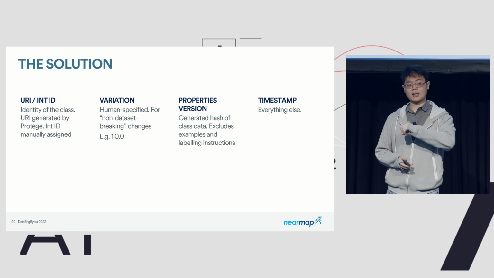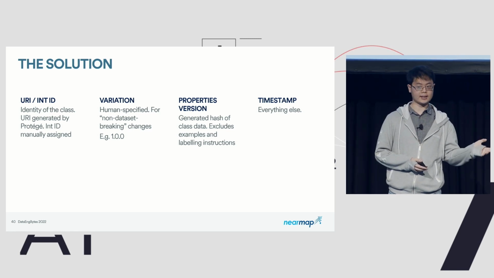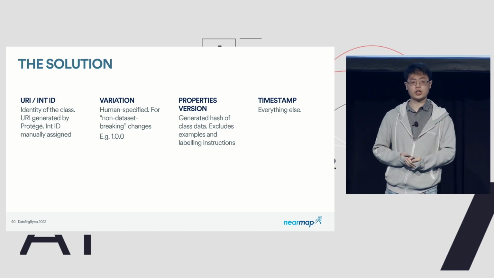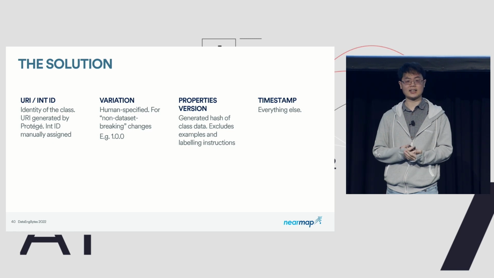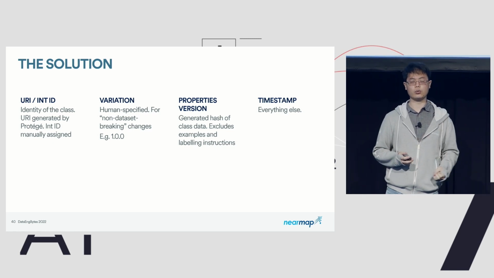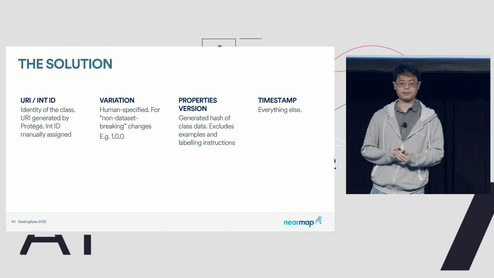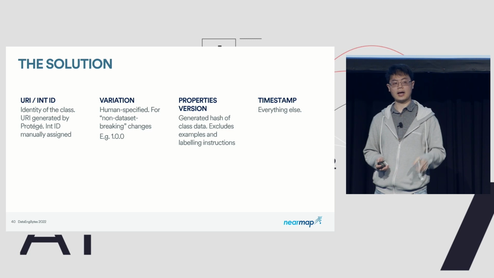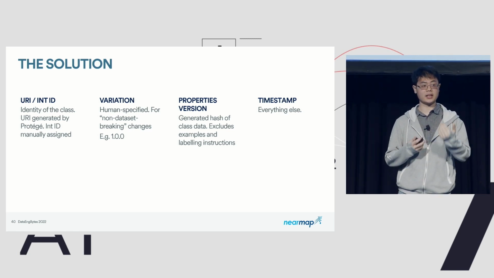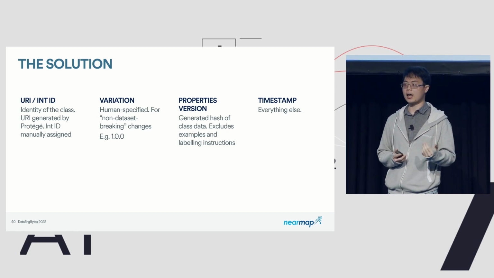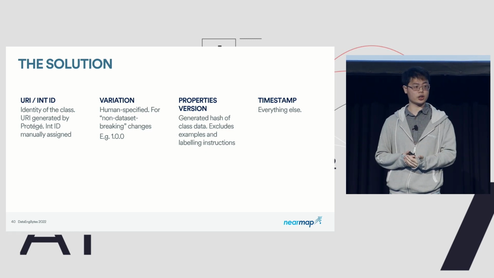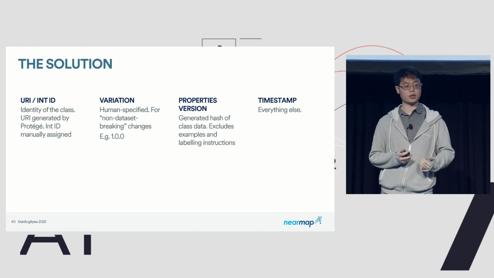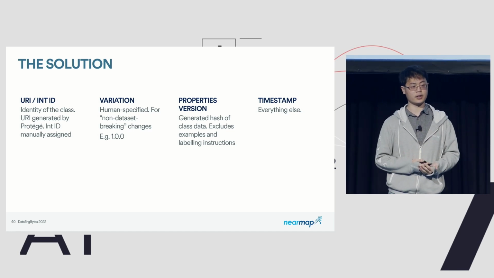To capture things that were significant but weren't dataset breaking, we had the variation. And we had this as a semantic version. We didn't know if we needed this level of granularity, but we decided to just release it and see how it would get used. Now, these first two, the URI, int ID, and the variation, these are human assigned because, as mentioned earlier, it's very hard to algorithmically detect when changes are significant.